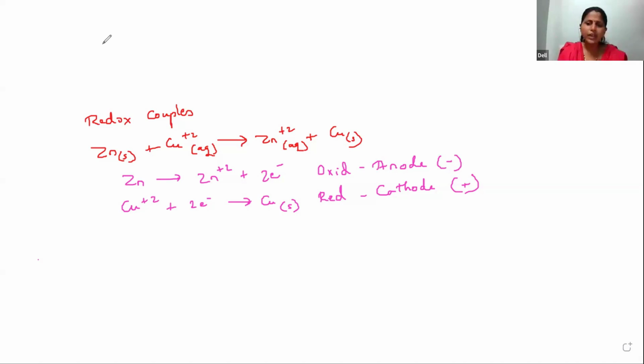The second term we are going to talk about is standard electrode potential. This is another important term we are going to speak about. So what electrode did we have? Either cathode or anode.